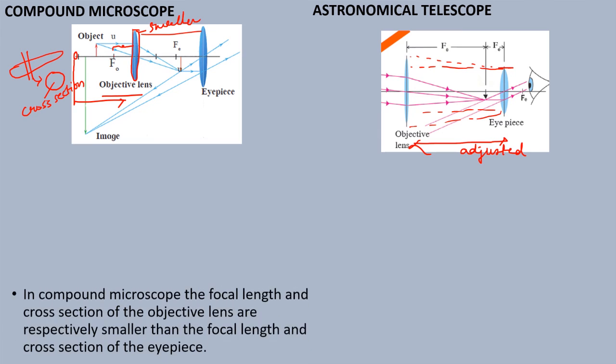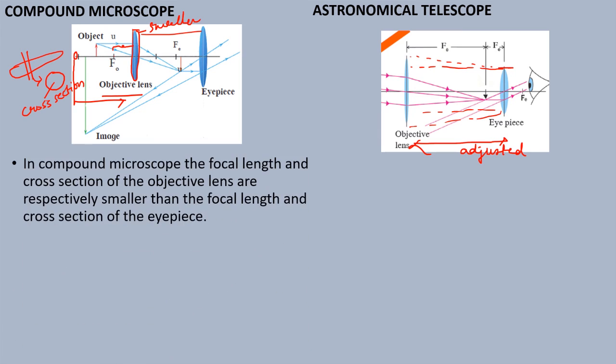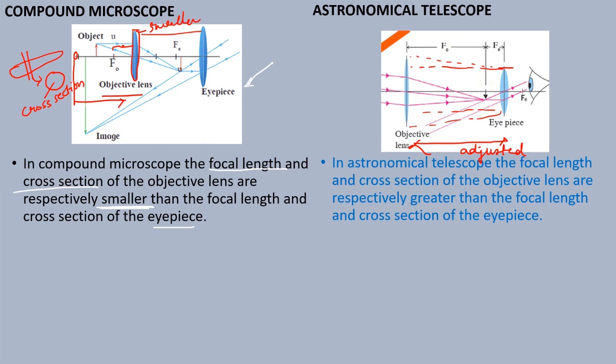Now let me tell you the point-wise differentiation between compound microscope and astronomical telescope. In compound microscope, the focal length and the cross section of the objective lens are respectively smaller than the focal length and cross section of the eyepiece. In astronomical telescope, the focal length and cross section of the objective lens are respectively greater than the focal length and cross section of the eyepiece.